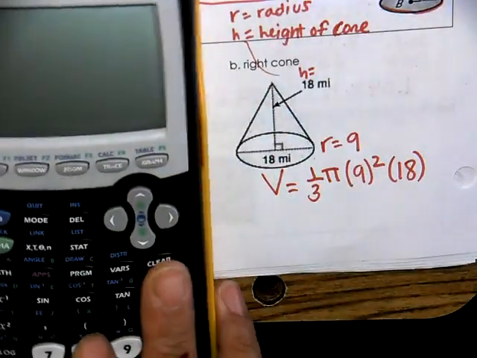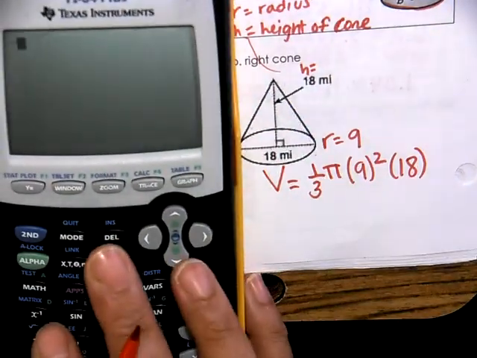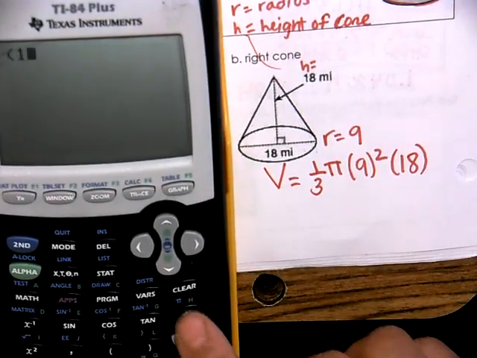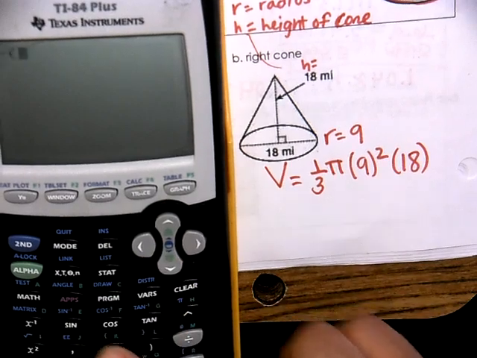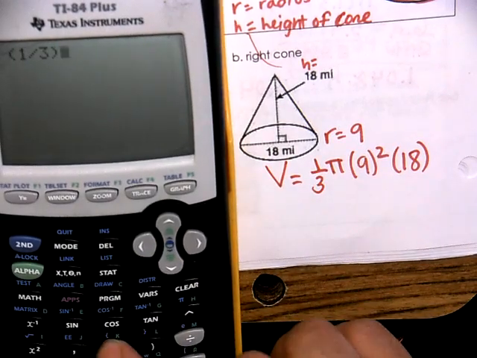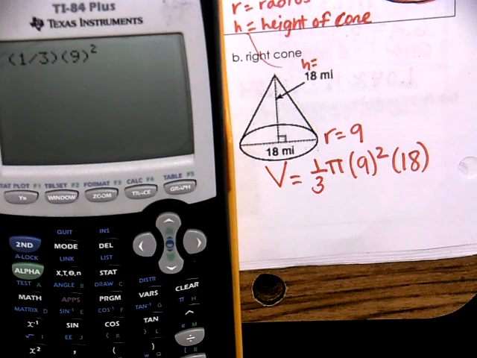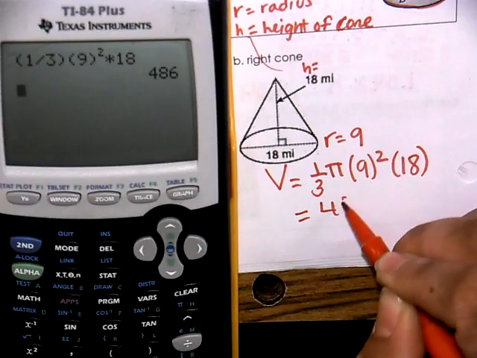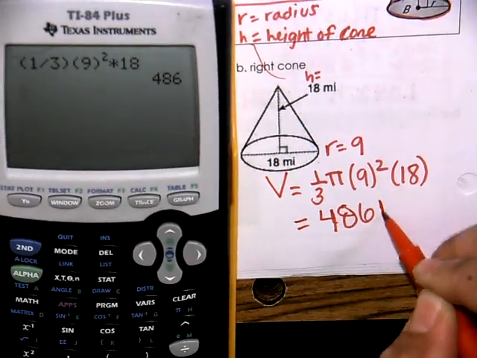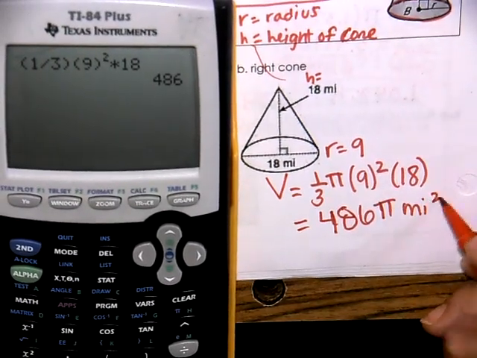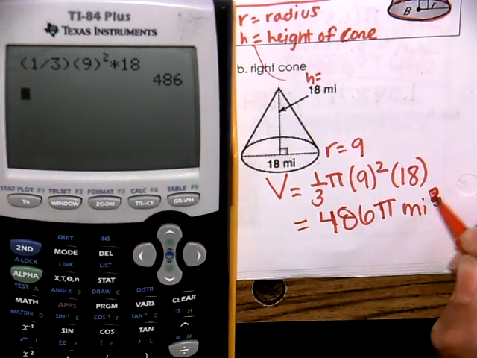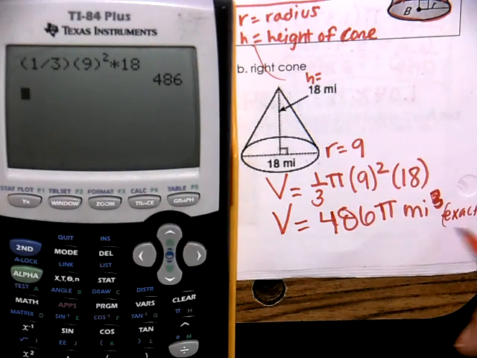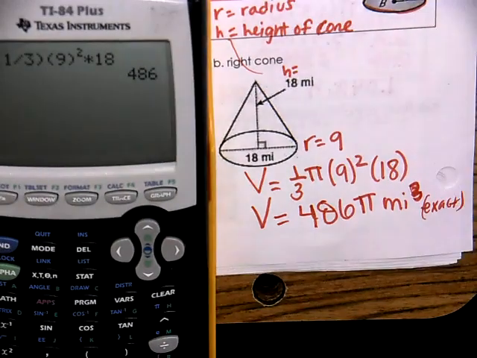I'm going to show you an exact answer here because of that pi, and also a rounded one, since it doesn't specify how to round here. So if I'm going to do 1/3 times 9 squared times 18. I never wrote the pi in. Don't write it in yet. You get 486 pi, and the units were cubic miles, not square. This would be exact, and it didn't specify, so that's why I'm writing both.